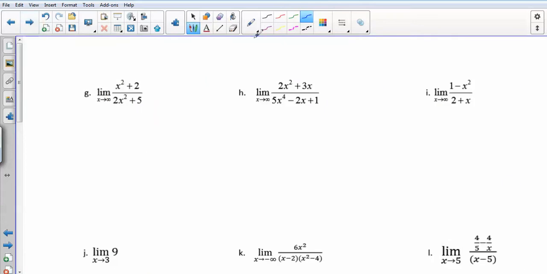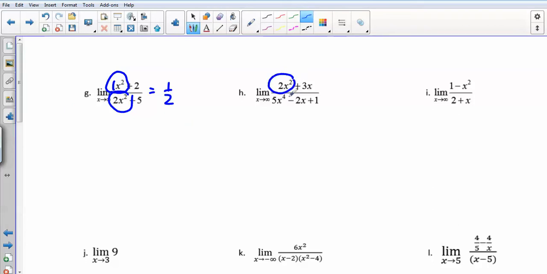Alright, on the next page, again, we're looking for the end behavior. When you look at the end behavior, you're just looking at the largest degree. So in the numerator, I have 1x squared, and in the denominator, I have 2x squared. When I divide them, I get 1/2, meaning I have a horizontal asymptote at y equals 1/2, and that also is the end behavior.